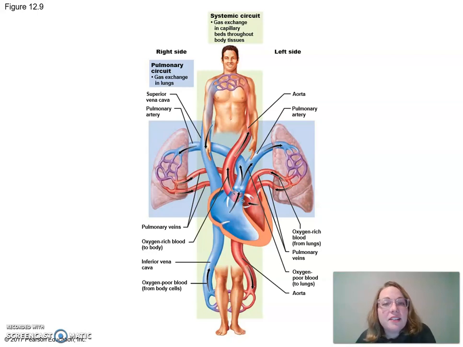So we're going to start out this video looking at the heart. So let's go through some general heart info. We'll get into some anatomy and how it functions. Okay. So first off, the heart is a two-sided pump.